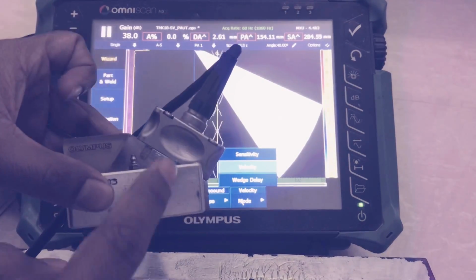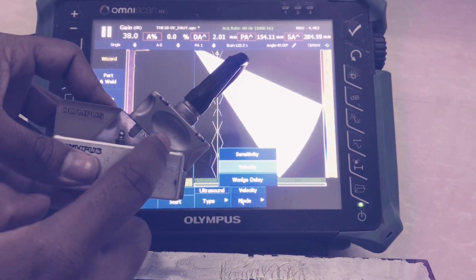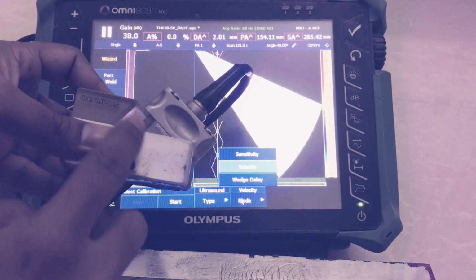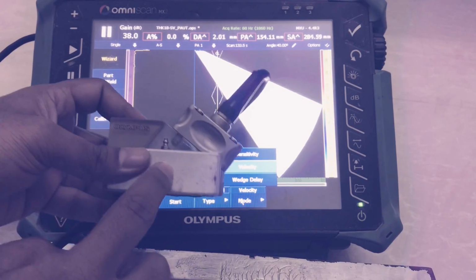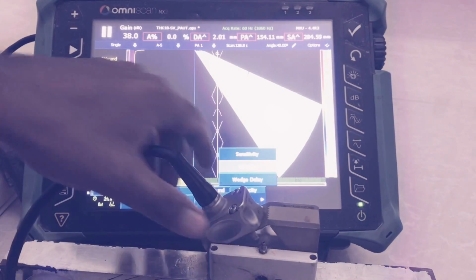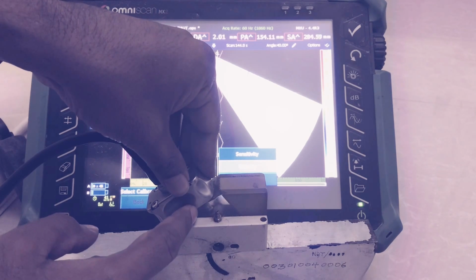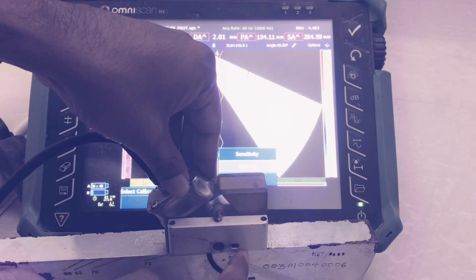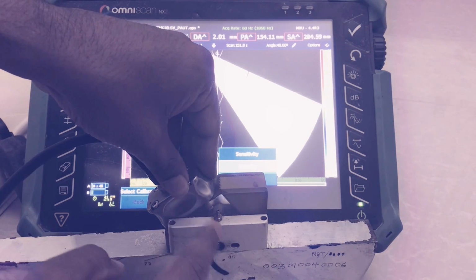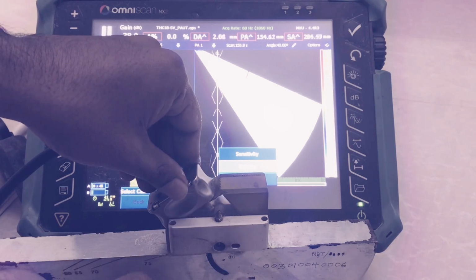See, this is a probe, this is a wedge, and the beam is transmitting from the probe and it's transferred through the rexolite material of the wedge. It's transmitting from here, going through the rexolite material like this and returning back. So there is some delay between the wedge and the material.